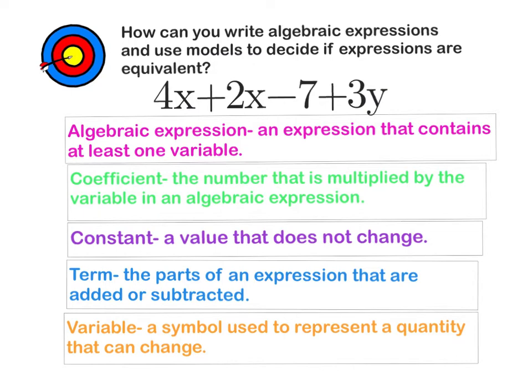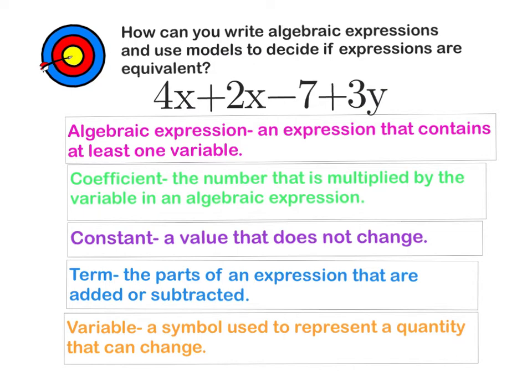We have 4x plus 2x minus 7 plus 3y. So an algebraic expression is just an expression that contains at least one variable. And we can see that in our expression we have some variables, some letters. A coefficient is the number that is multiplied by the variable in an algebraic expression. A constant is a value that does not change. Term, these are the parts of an expression that are added or subtracted. And variable, this is a symbol used to represent a quantity that can change.